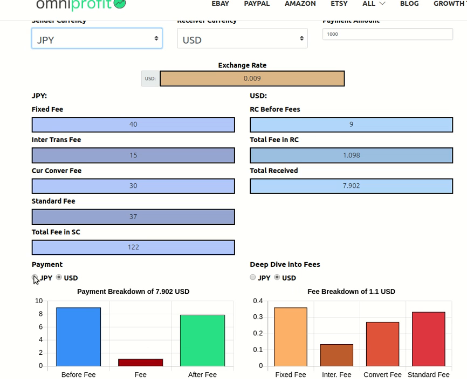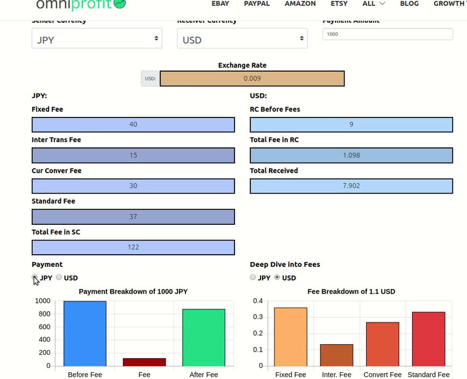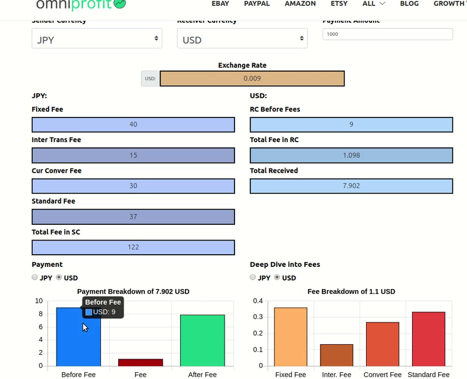So I'm going to click this one and make it Japanese yen. Here, before fee, this is how much I'm paying to the charity, 1,000 yen, which is the same number that I inputted up here. Here's the fee, 122 yen. And then here's how much in yen I donated to the charity. And then you can switch this between yen and US dollars. So now $9, which corresponds to this, and then the fee, and then the total received.